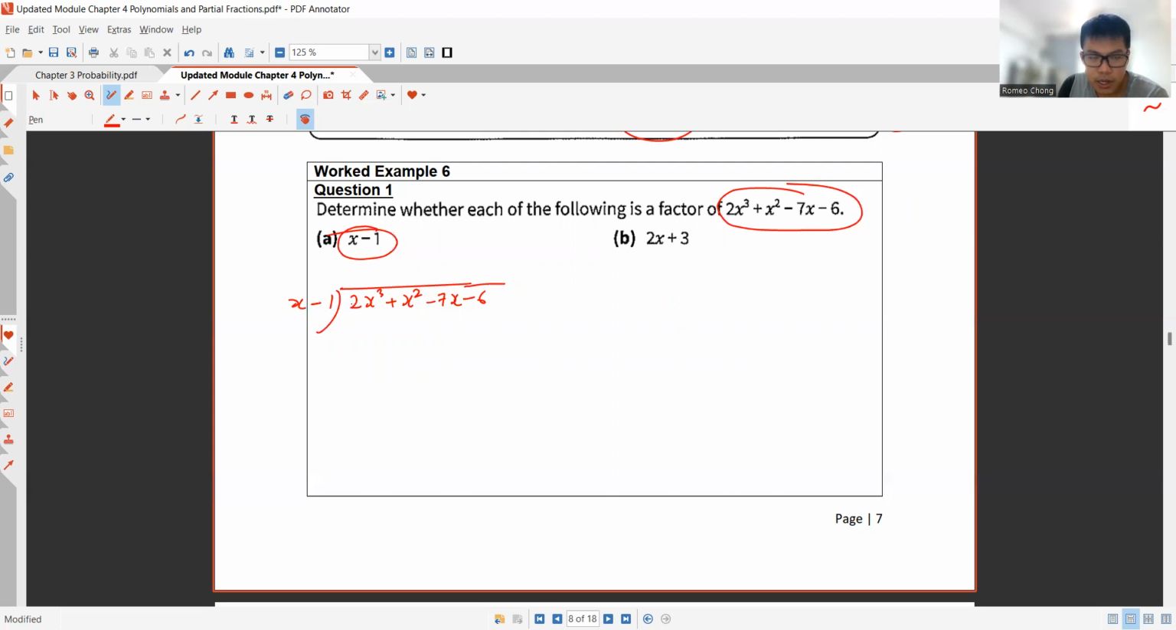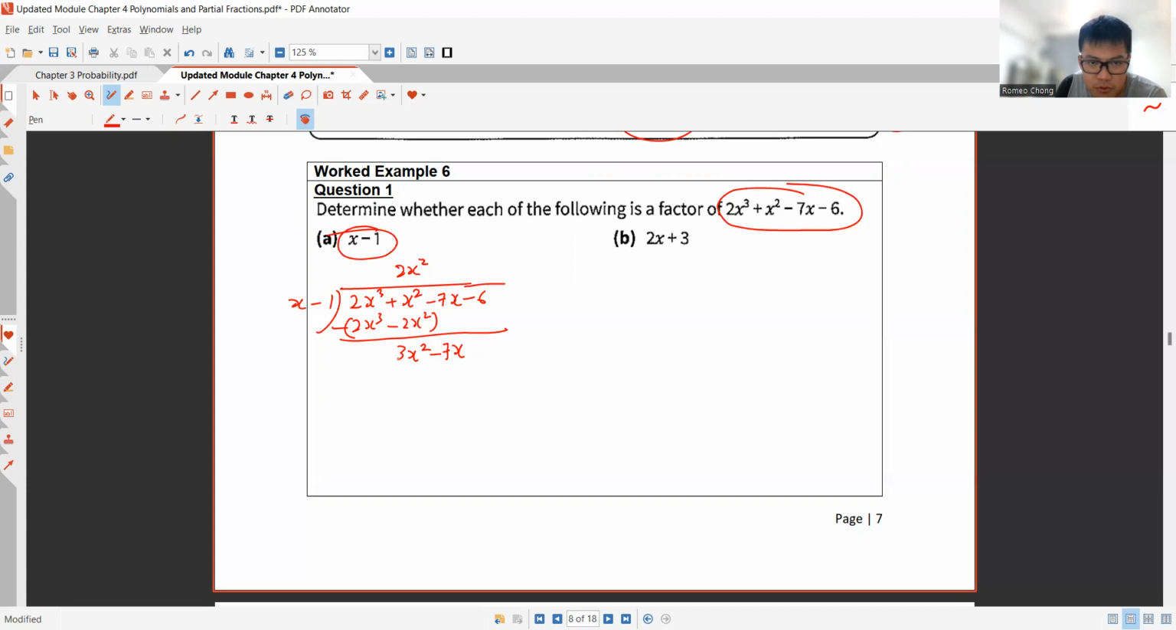First, I want to remove the 2x cubed, so I multiply the divisor by 2x squared. 2x squared times x gives 2x cubed, so you put 2x squared here. Then 2x squared times negative 1 gives minus 2x squared. When I subtract, the 2x cubed is removed, and x squared plus 2x squared becomes 3x squared. Then copy down the next term, which is minus 7x.